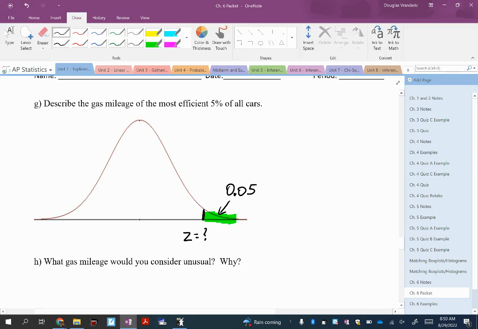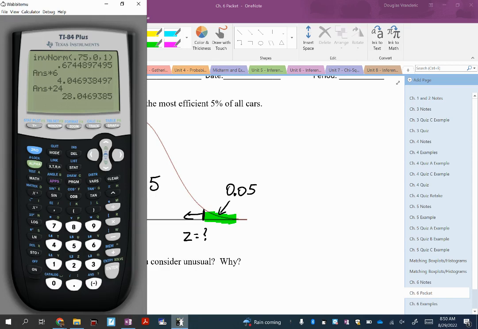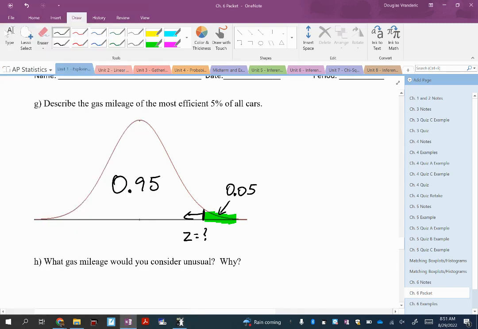Now be careful, right? When I use the calculator, I need to think about the area to the left. So subtracting 5% from 100% gives me 95% to the left. 0.95. So let's go to the calculator to type in that inverse norm again, number 3. And I'm typing 0.95. All right, so this z-score is 1.645. So z-score is 1.645.